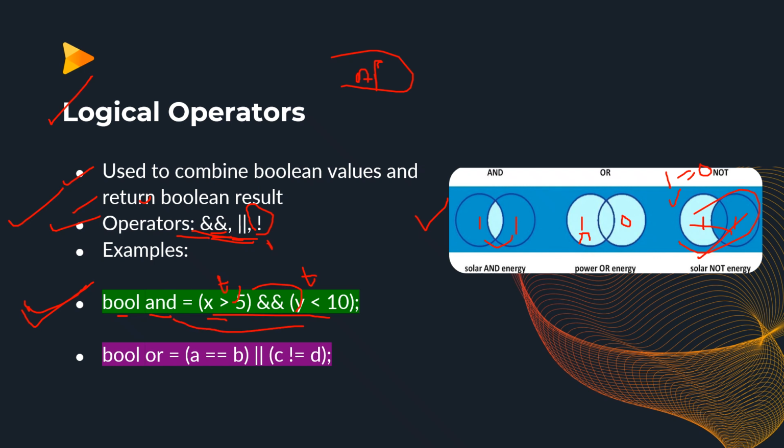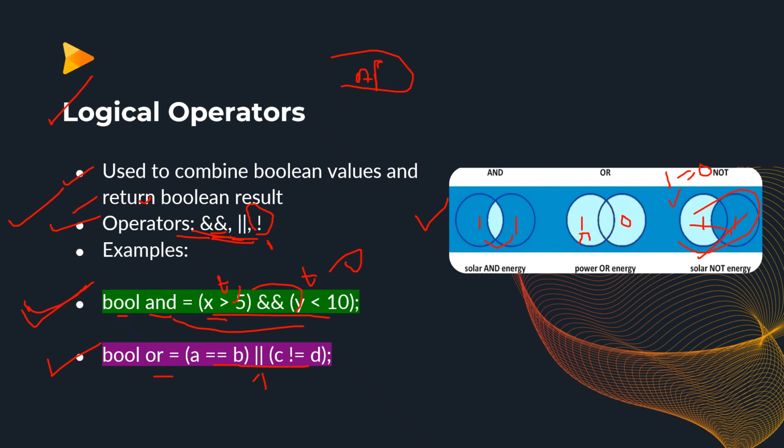We are performing the AND operation, so both are true. And if any of them is false, then it will give false, because it is an AND operation. Now this is an OR operation, similar to that, which we have already covered. If any value is incorrect, then it will provide a false value.